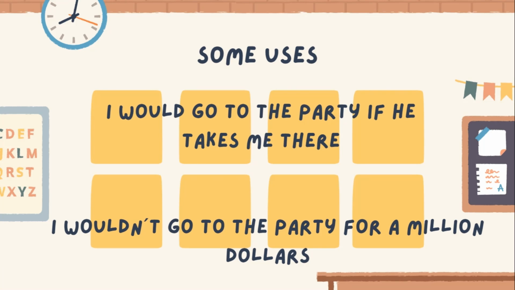And I can also say, I wouldn't go to the party for $1 million, which means you will not go. You do not want to go. So you can express it like that. I wouldn't go to the party for $1 million, which means there's no circumstance. Under no circumstance you will go to that party.